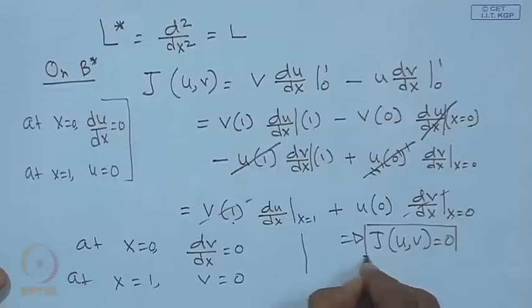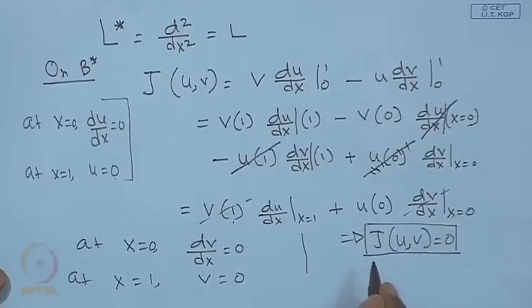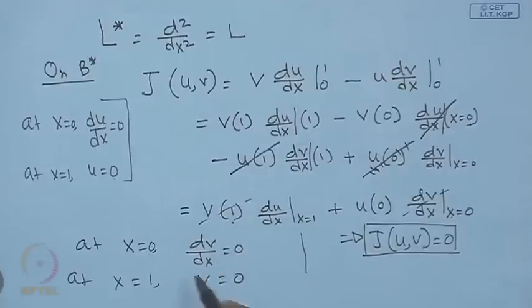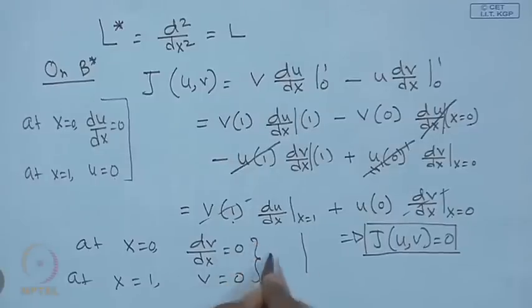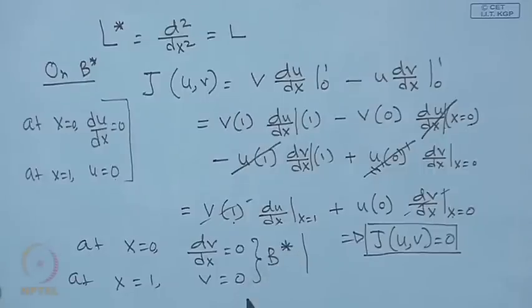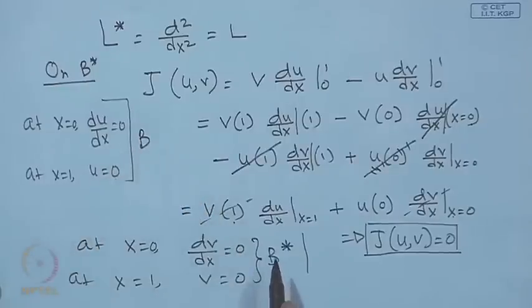So if we force the bilinear concomitant to vanish, we get the boundary conditions on v. These constitute B star. These are the boundary operator on B star. Now, if you look into B and B star, so this is B, just see the similarity.